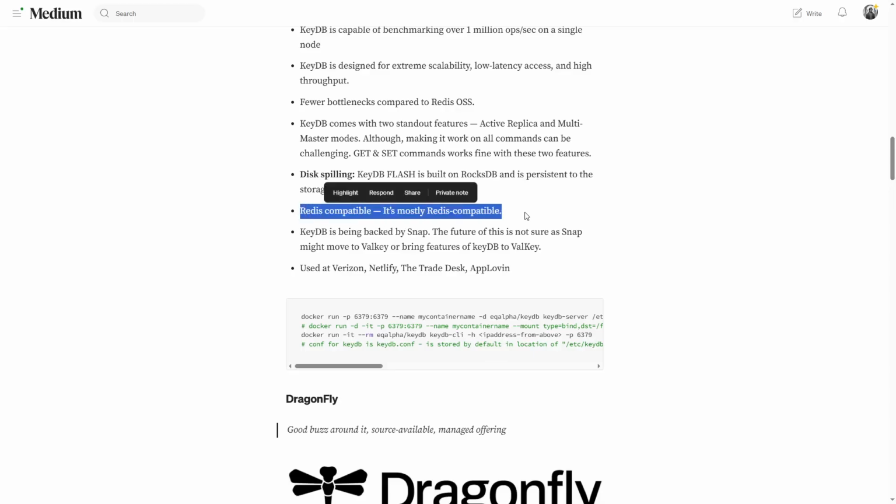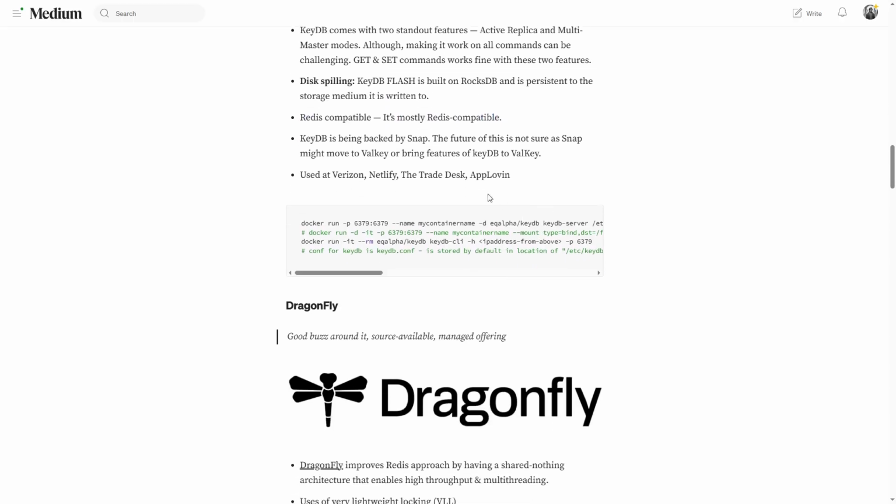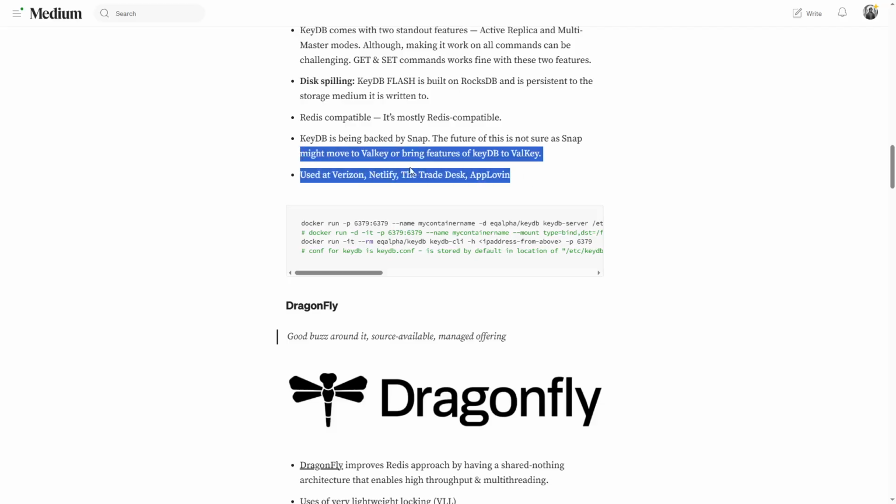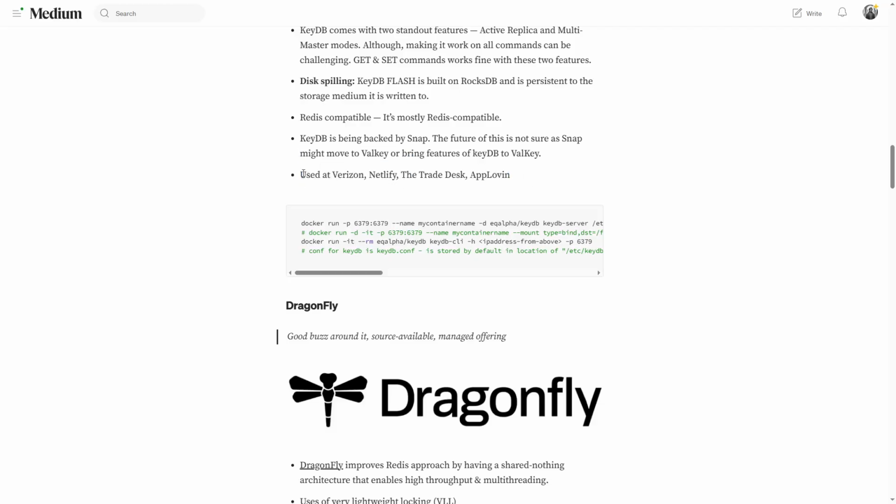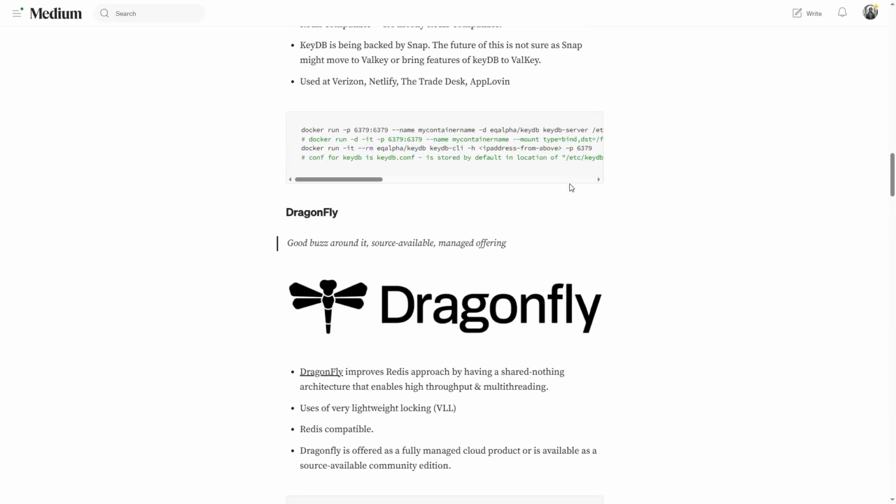Compatibility-wise, it is mostly Redis compatible. The future of this is not certain, because a lot of engineers who were working on KeyDB now contribute to the Valkey project, which is an open source fork of Redis. So all the features that we have with KeyDB might get merged into Valkey. But apart from this, it is already production ready. It is in production at Verizon, Netlify, and The Trade Desk, plus Snap, which built it.